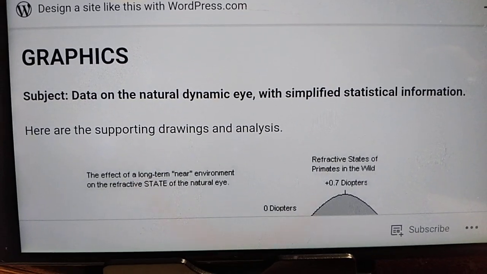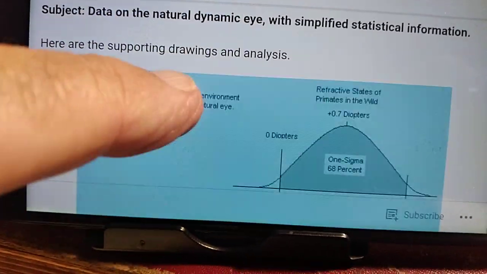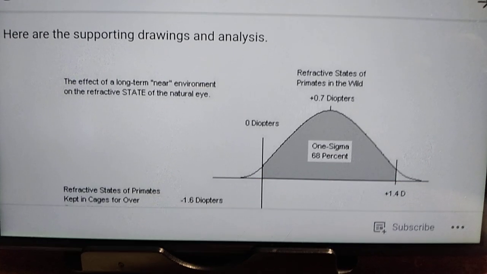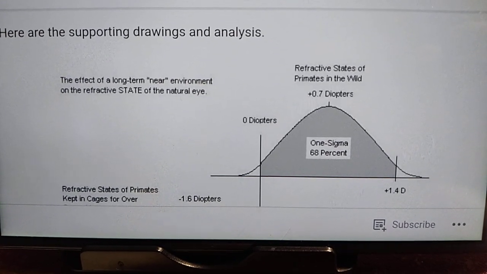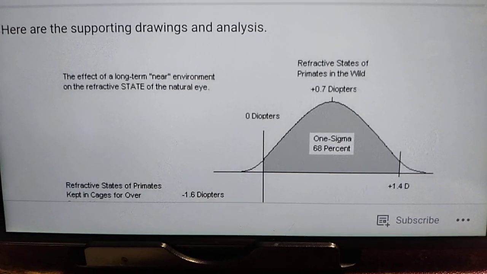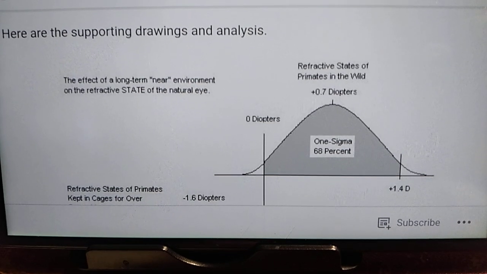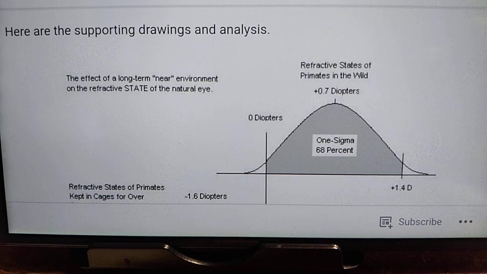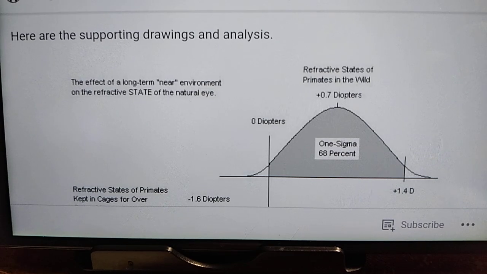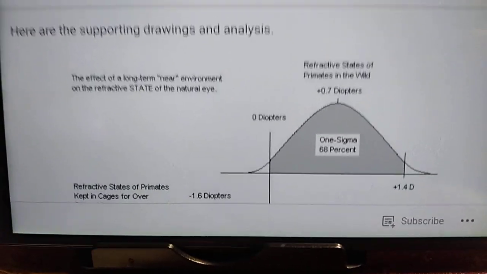So here's the natural eye. This is the primate eye. Refractive states were an average 7/10 of a diopter, and there's a spread. They're almost all positive and all had 20/20 by any rational understanding.